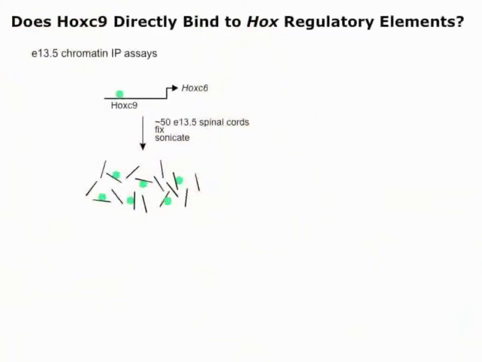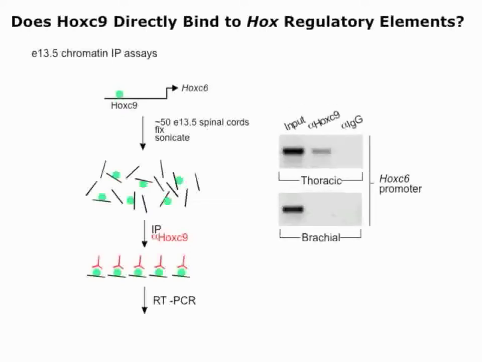So we used chromatin immunoprecipitation assays to determine whether HOXC9 binds directly to HOXC6 promoter sequences. In this assay, spinal cords from brachial and thoracic levels are dissected and fixed in formaldehyde. The DNA is then fragmented by sonication, and regions bound by HOXC9 protein are purified using a specific antibody. Using PCR, we found that HOXC9 binds to HOXC6 regulatory sequences at thoracic levels.